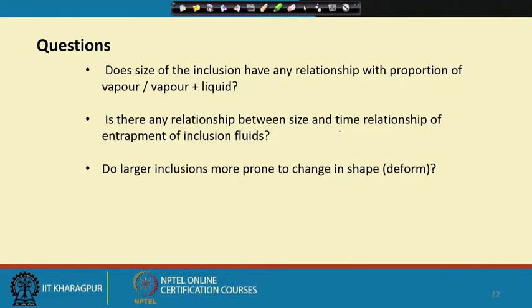They do display a wide variation in their sizes and shapes, and we can ask such basic questions: does the size of the inclusion have any relationship with the proportion of vapor to vapor plus liquid? Is there any relationship between size and the timing of entrapment? So we always look for relationships, trying to categorize them. We will try to answer these questions in the next lecture.